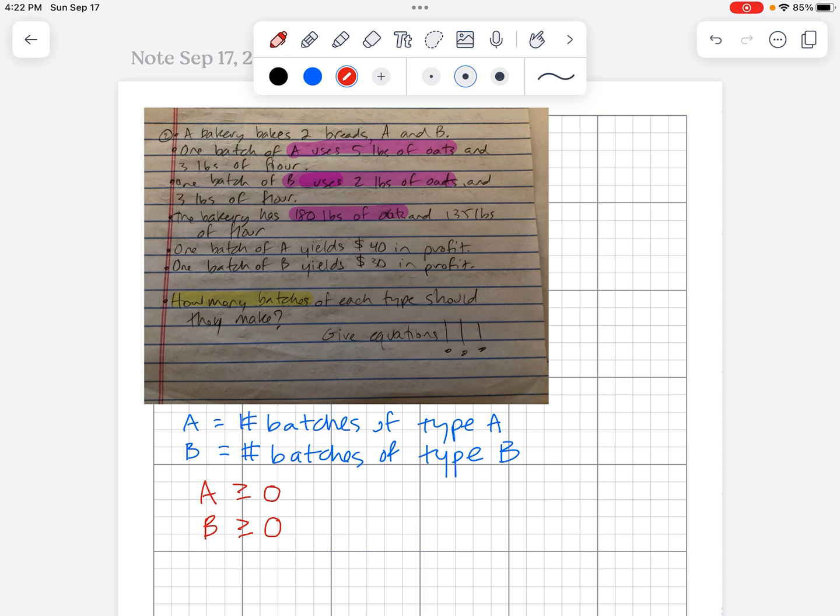The pounds of oats for type A, which is 5 pounds times however many batches we make, plus the pounds of oats from type B, which is 2 times the number of batches we make because we use 2 pounds per batch. This can't exceed the limiting factor that we only have 180 pounds. And so the sum has to be less than or equal to the 180 pounds of oats that we have. And so take a moment, pause the video, and you try to come up with the fourth constraint.